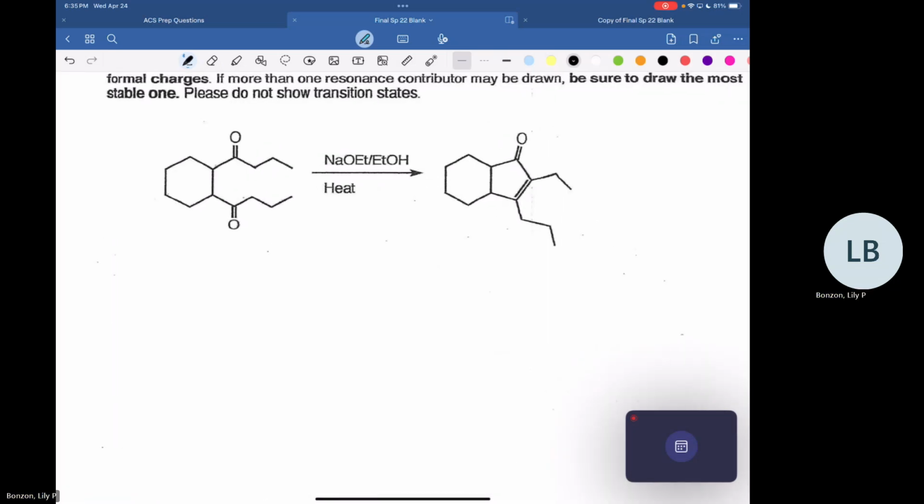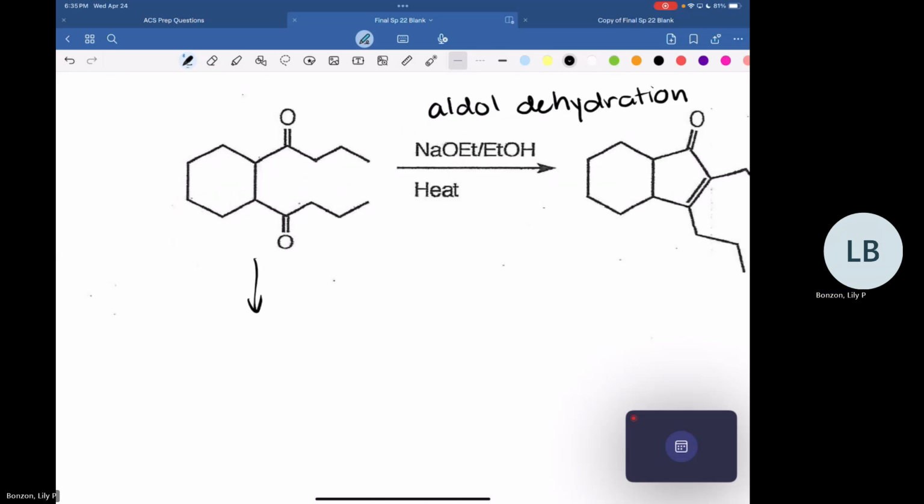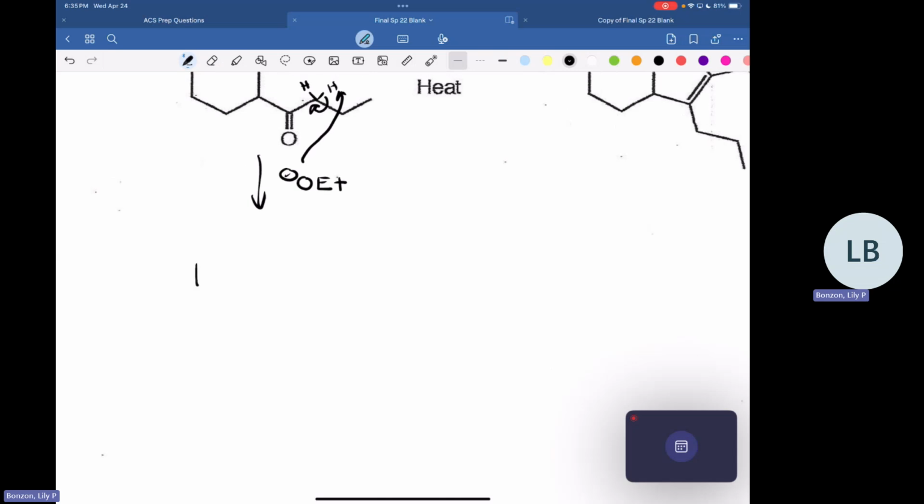All right. So for this mechanism, it looks like we did a ring formation over here, and it looks like we form an enone. So this looks like, to me, it's going to be an aldol dehydration. So for the first step, as always with NaOEt, we are going to deprotonate an alpha hydrogen. So we can have one of our OEts, and since this one's symmetric, it doesn't really matter which one you do. So we're just going to take off a hydrogen and form our carbanion.